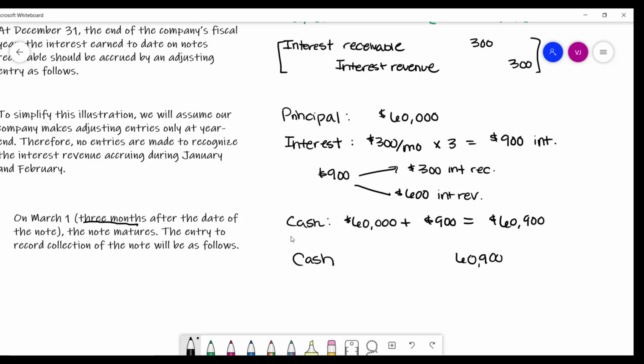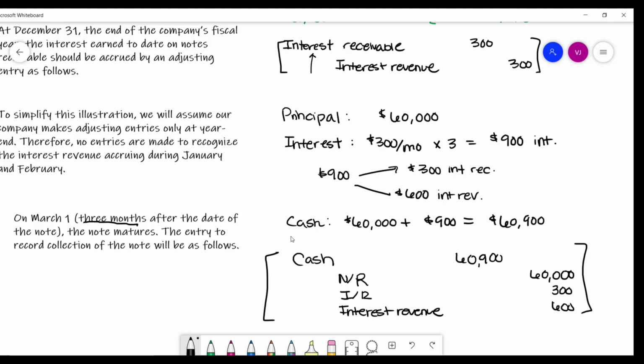And we also have to remove the note, because if he paid us in full now, he no longer owes us. So we're going to credit the notes receivable here for $60,000. But then remember, we have to reverse this interest receivable because now we've received it finally. So we're going to credit the interest receivable account for $300. And of the total $900, $600 of it hasn't yet been recorded as interest revenue. The $300 of it already has. But now we have to record the interest revenue that hasn't yet been recorded, and we have to credit interest revenue for that $600.